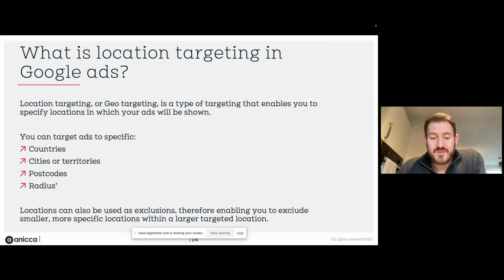Locations can also be used as exclusions, and that therefore enables you to exclude smaller, more specific locations within a larger targeted location. So we expand on that a little bit later on. But if you'd like to exclude London, for example, from your UK-wide targeting, then you are able to do that.